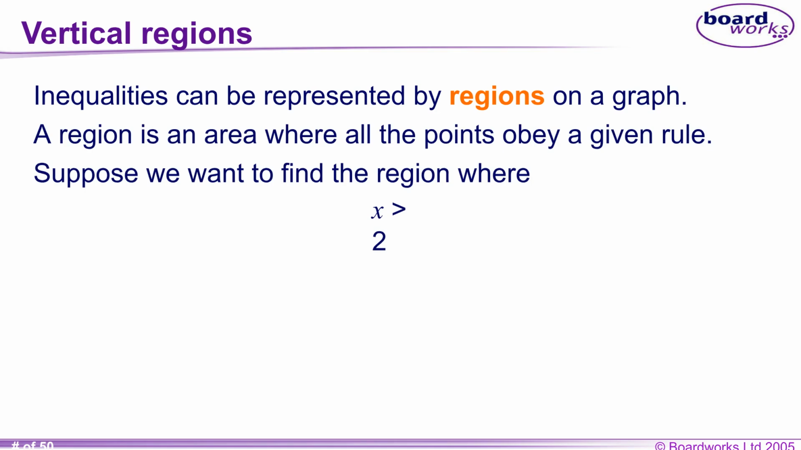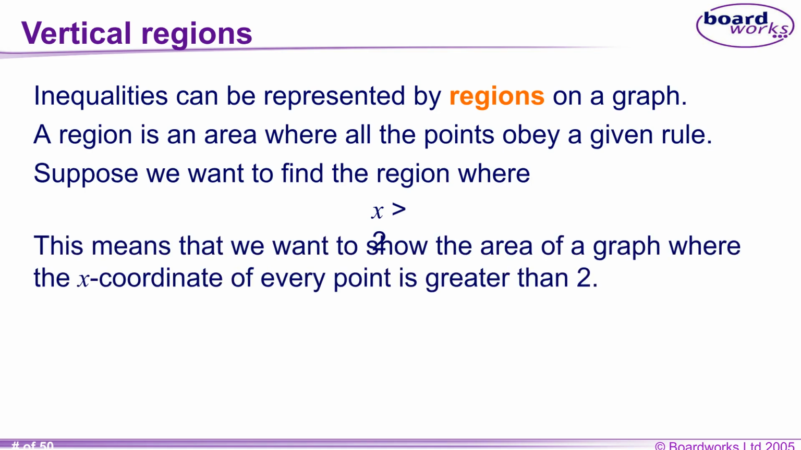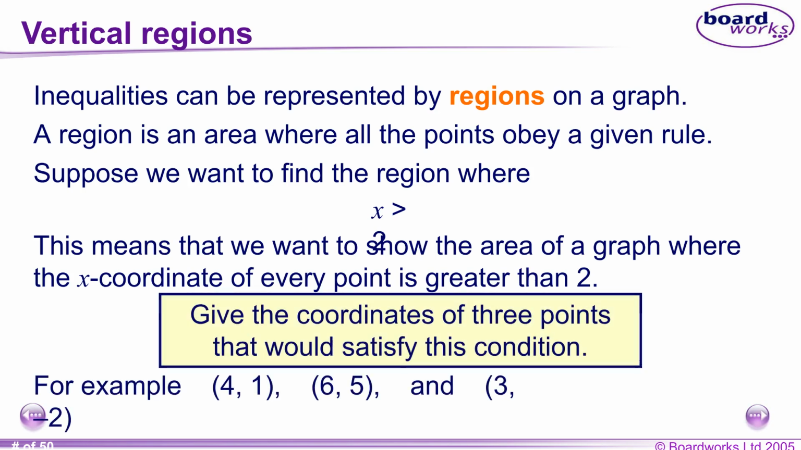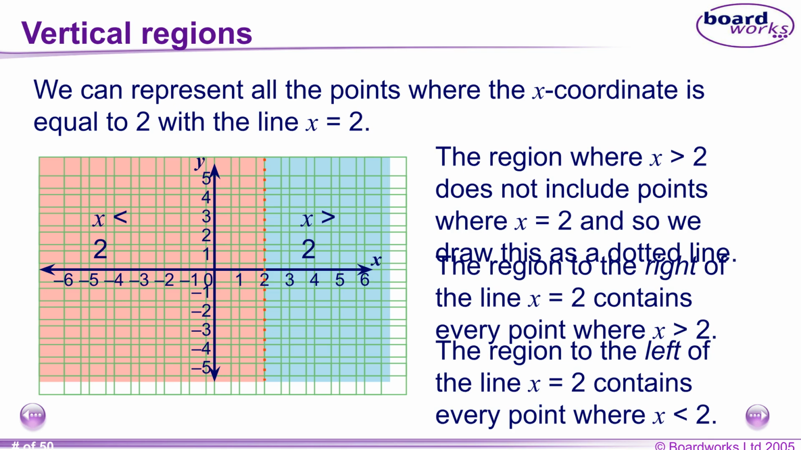For the inequality x > 2, we seek the area where every point's x coordinate is greater than 2. Points like (4, 1), (6, 5), and (3, -2) satisfy this. The line x = 2 represents all points where the x coordinate is 2. For x > 2, the line is dotted because points on the line are not included. The shaded region to the right of the line shows where x is greater than 2, while the unshaded region to the left shows where x is less than 2.